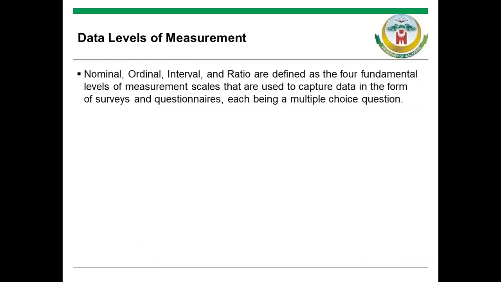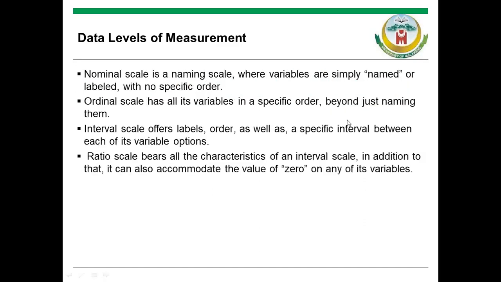So, data level measurements. There are four different data measurements: nominal data measurement, ordinal data measurement, interval data measurements, and ratio data measurements. These are defined as the four fundamental levels of measurement scales that are used to capture data in the form of surveys and questionnaires, each being a multiple choice question. Okay. Now, this is just a summary of these different measurements.